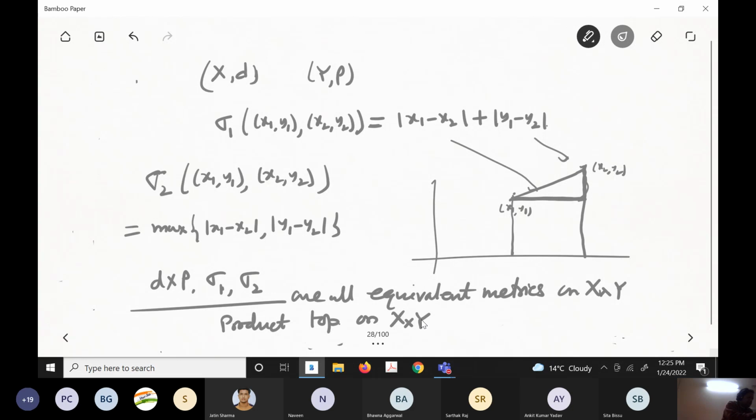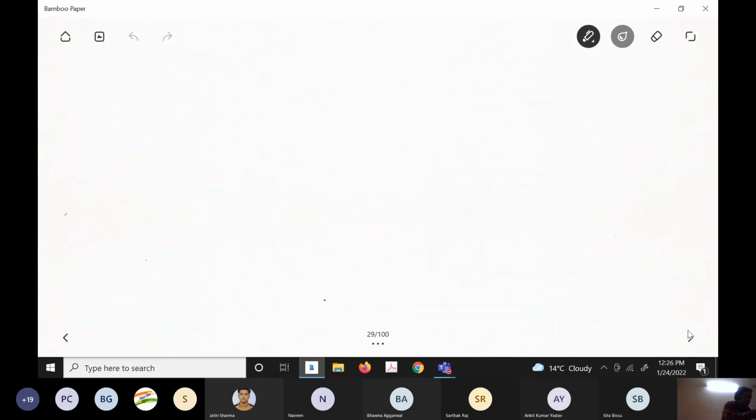Often for calculation, we usually choose this one. Even sigma 2 is easier to handle than the square root one, but sigma 1 is easier than sigma 2 to compute. In fact, next semester we'll be doing functional analysis, and there you actually use this one. So that is what I discussed: the product metric and product topology.